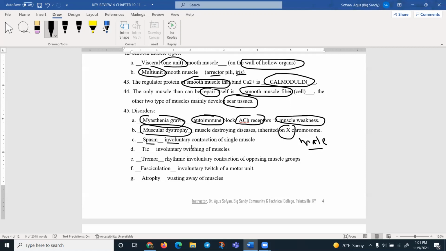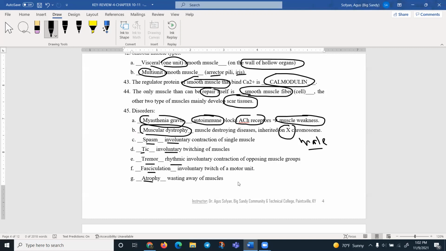Spasm is involuntary contraction of a single muscle. Tic is involuntary twitching of muscle. Sometimes we twitch our eyes. Tremor is a rhythmic involuntary contraction. Fasciculation is involuntary twitch of the motor unit. Atrophy is wasting away of muscle.